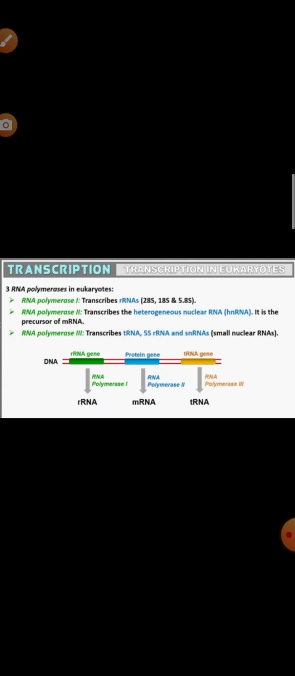In eukaryotes, what happens? 3 types of RNA polymerase are found in the nucleus: RNA polymerase 1, RNA polymerase 2, RNA polymerase 3. Okay, RNA polymerase 1, what will they do? They will transcribe the rRNAs. RNA polymerase 2 will transcribe the precursor of mRNA. And RNA polymerase 3 will transcribe the tRNA, 5S RNA, and snRNAs. snRNAs are the small nuclear RNAs.